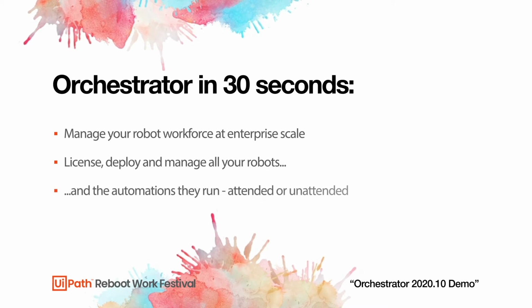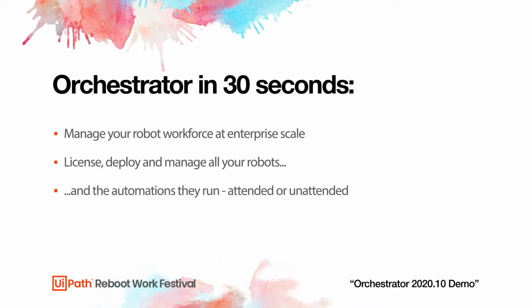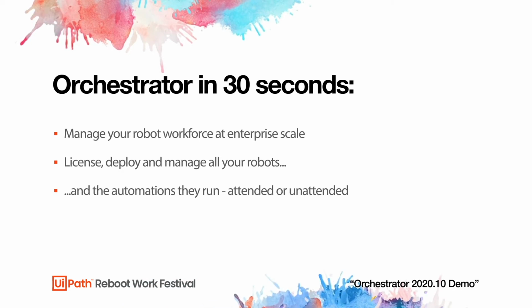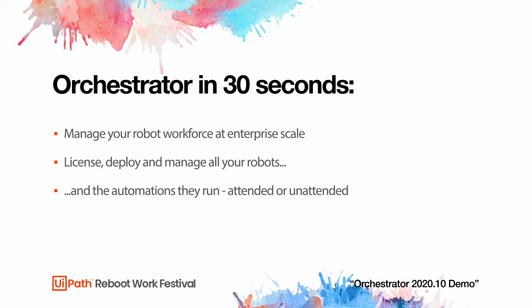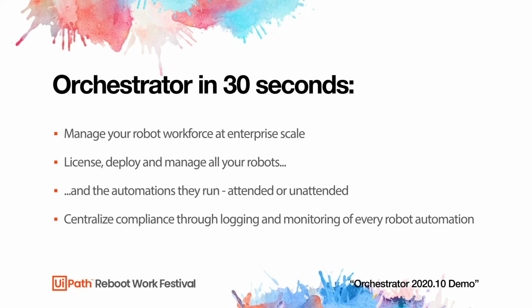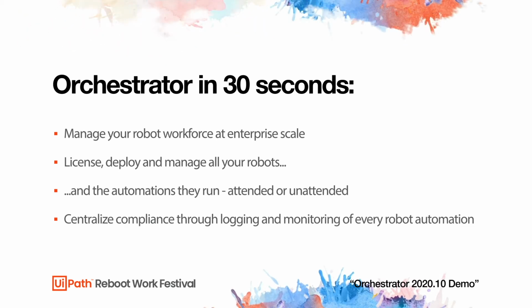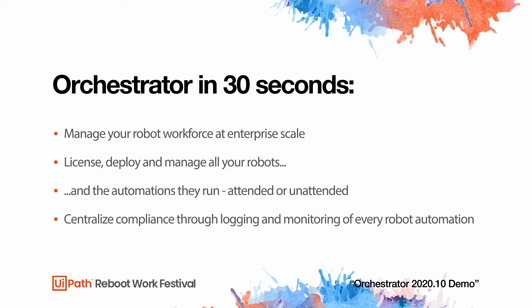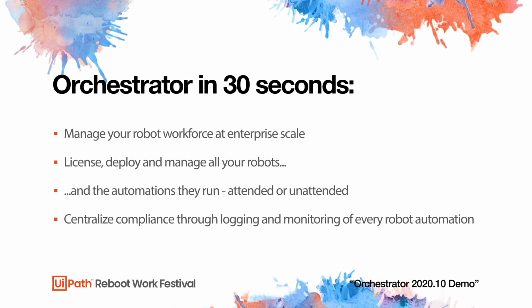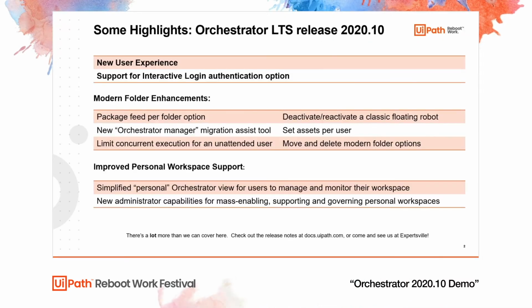You can also manage the lifecycle of the automations those robots run across the enterprise, from making them available to groups of users, to remotely scheduling and triggering them as jobs on unattended robots. And importantly, Orchestrator centrally logs and monitors every aspect of what every robot is doing, whether for technical debugging or business policy compliance purposes. The 2020.10 release adds many new features. We'll focus on three of them today while giving a super quick summary of Orchestrator capability.